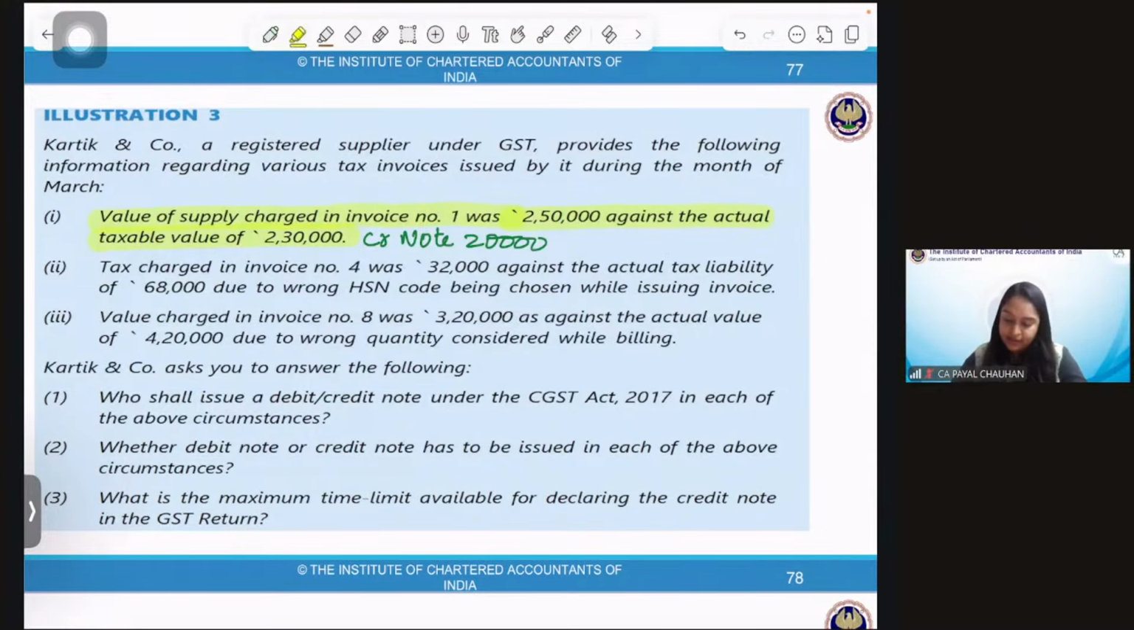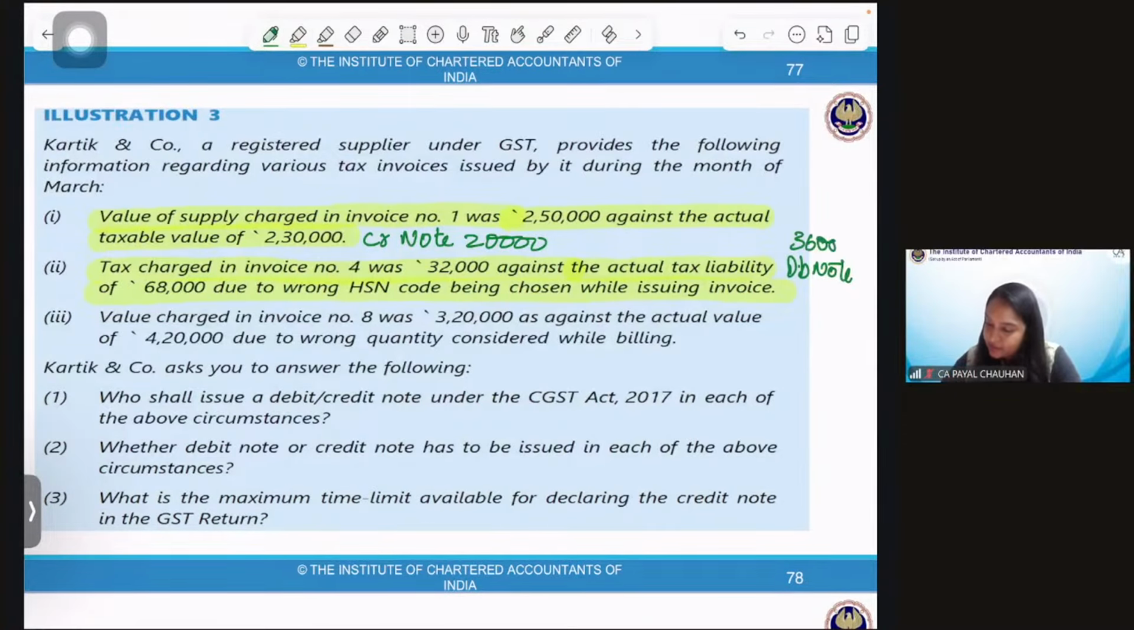Now, the tax charged in the invoice number 4 is 32,000 against the actual tax liability of 68,000 due to wrong HSN code being chosen while issuing the invoice. What will I issue now? Perfect. Debit note. I need to demand payment of 36,000.